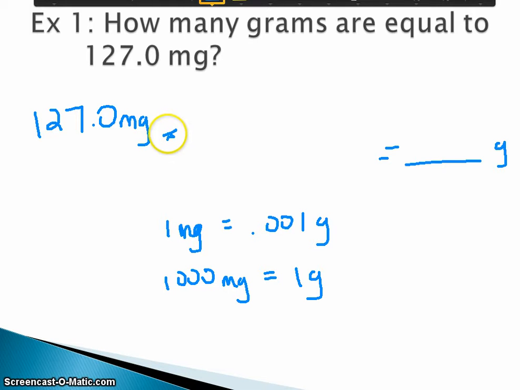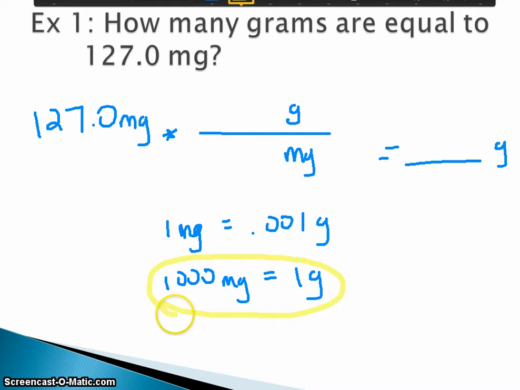So as we multiply, we're going to multiply by a conversion factor. The conversion factor shows us, if I have milligrams up here, I'm going to have milligrams on the bottom because we want the units to cancel. And then on top, I'm going to have grams because that's my end goal. That's what I want to have, is grams. So when I'm looking at these conversions, I want to use this conversion here to fit into this conversion factor up here. This is an equivalent.